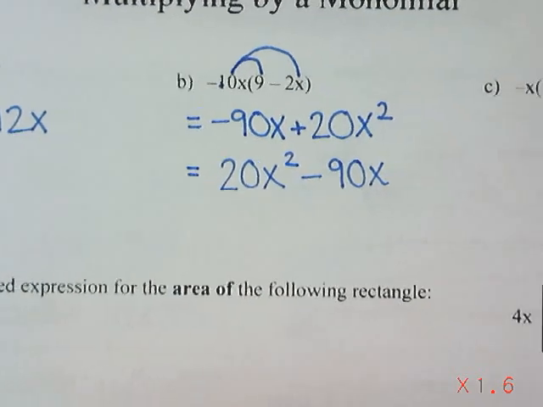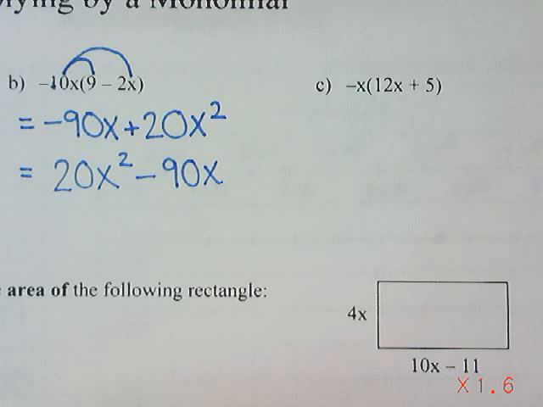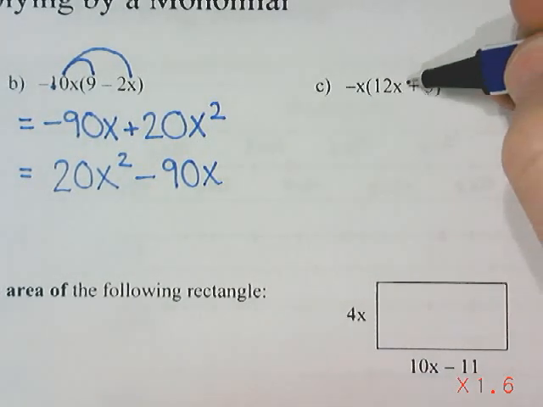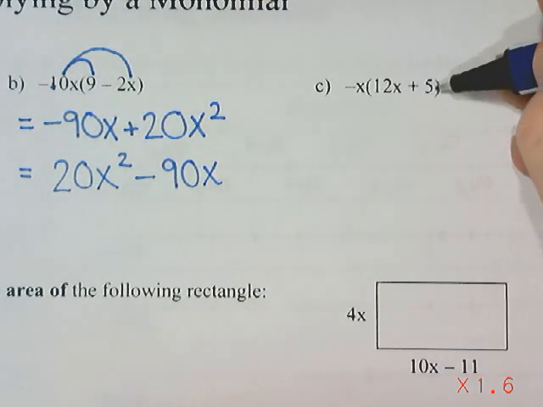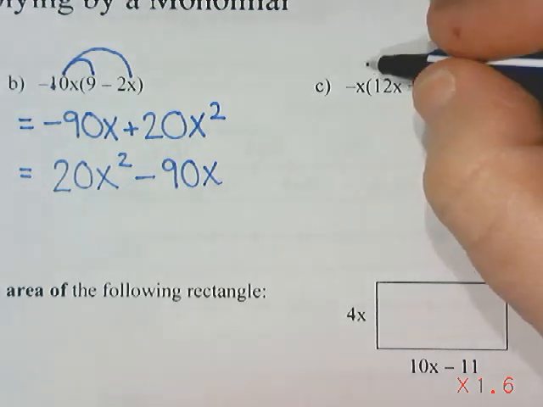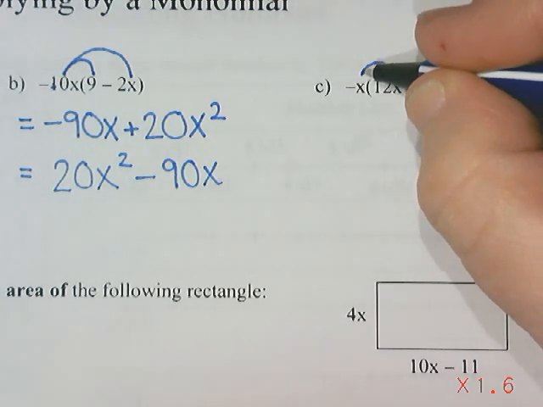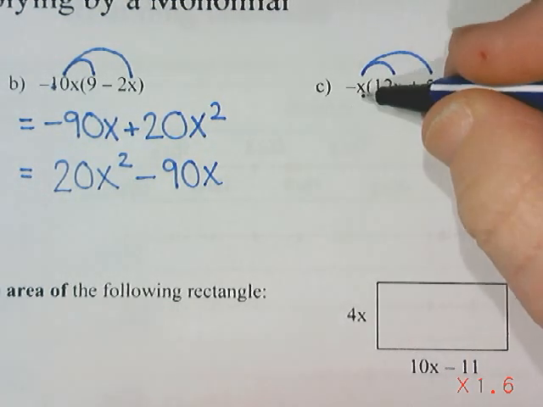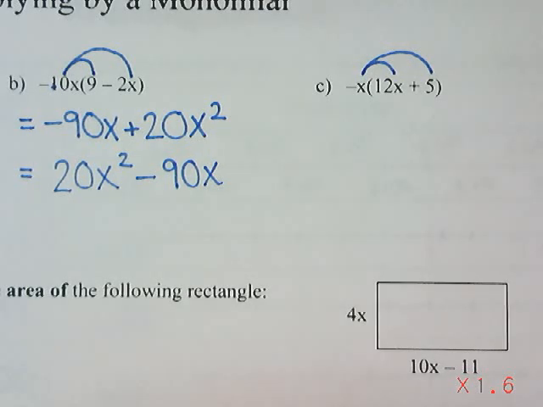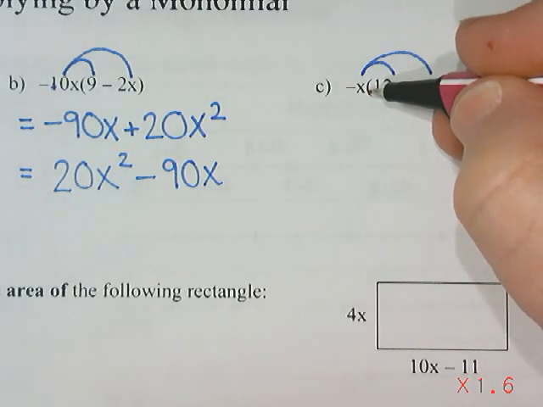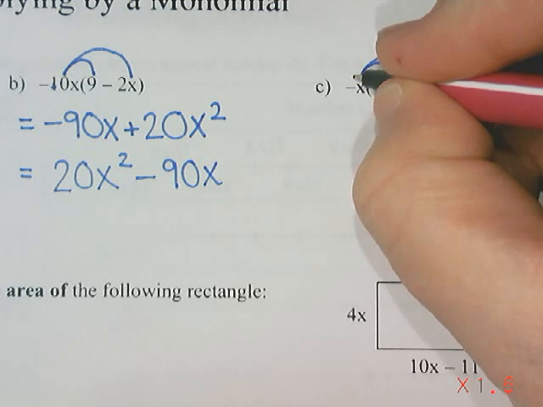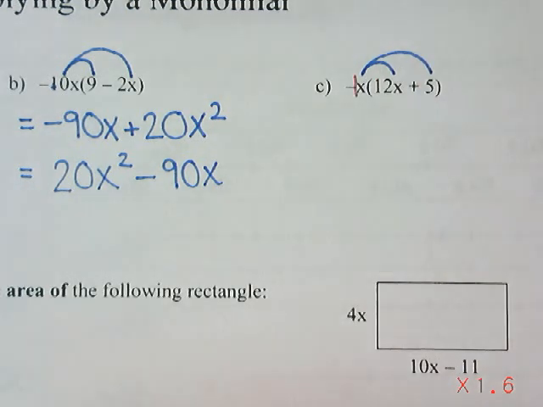All right, we've got one more to do in this part. So I have negative x times 12x, and then plus 5. So we are going to multiply 12x and 5 by negative x. Now there is a number in front of that x. There is a secret 1. It is a negative 1x, which might help us when we go to multiply.